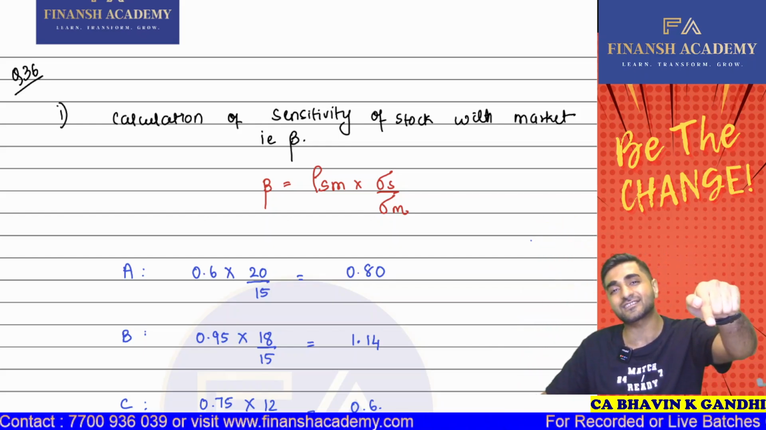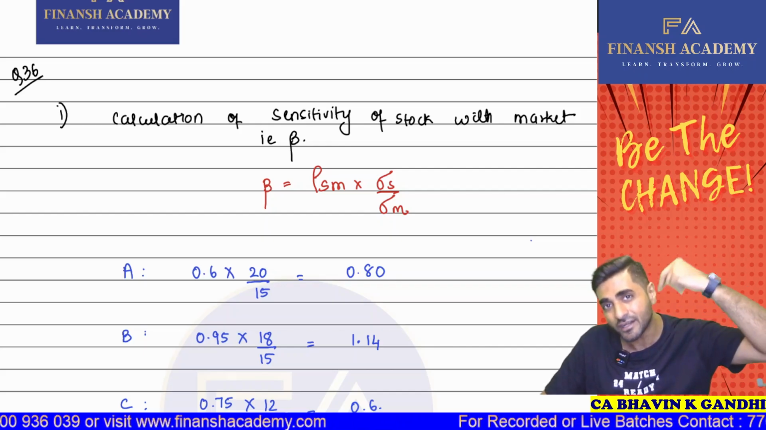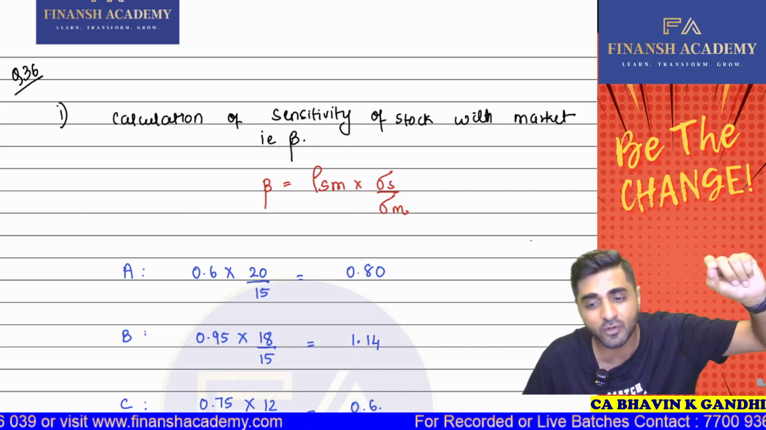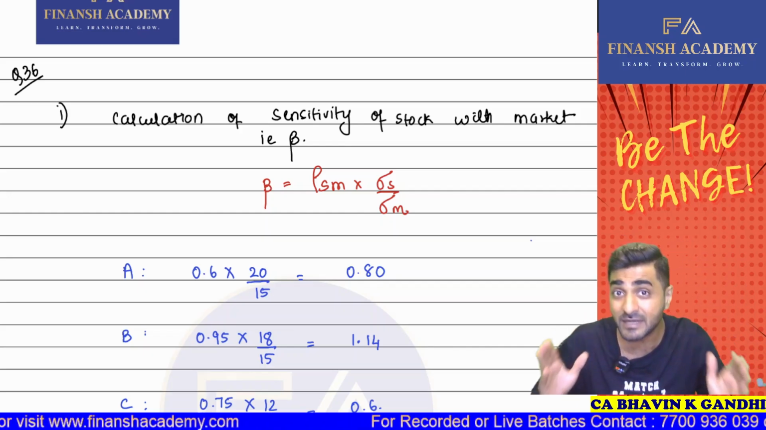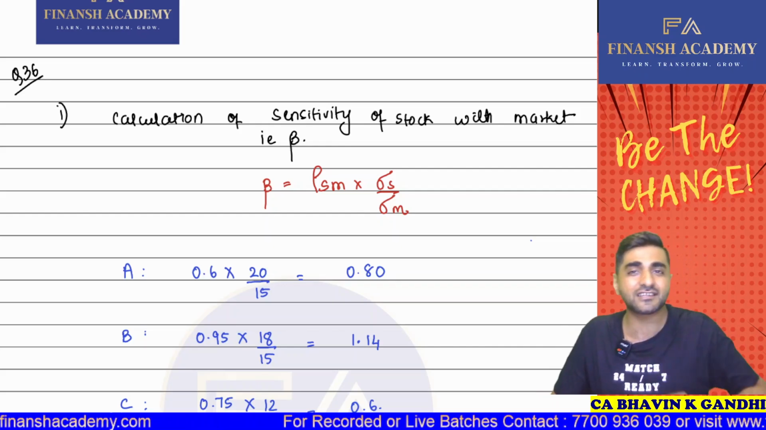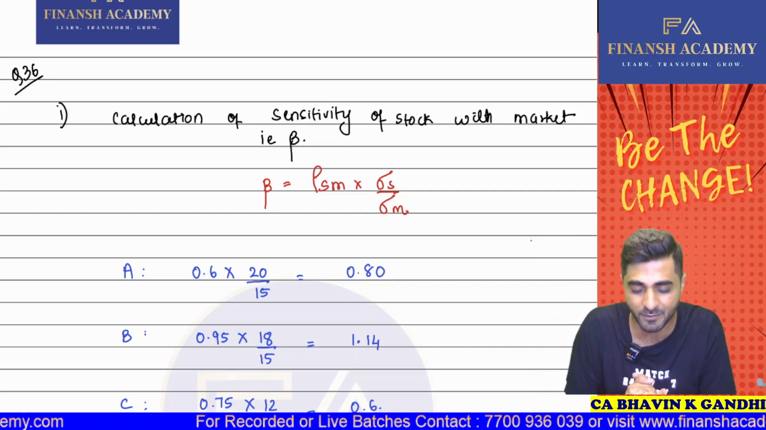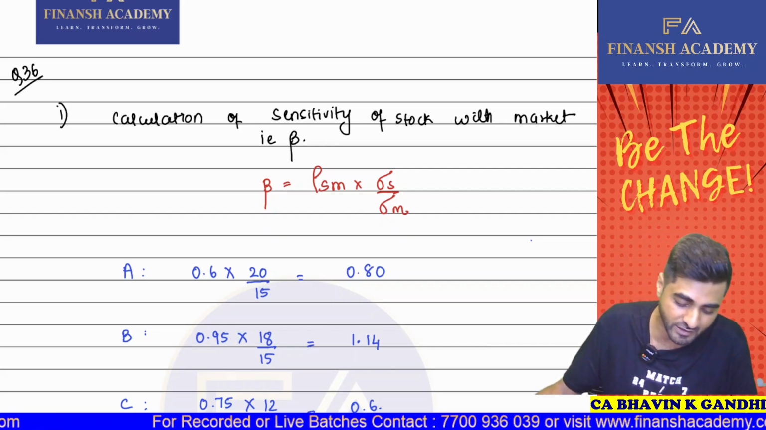And here also it is given to you that this is nothing but the correlation coefficient of the security with the market. So will this help you to calculate the sensitivity? That is nothing but beta. Come on, yes or no? Yes, sir. Because for beta, we take the correlation coefficient of the security with the market into the standard deviation of the security upon the standard deviation of the market. So that's how we calculate the beta.